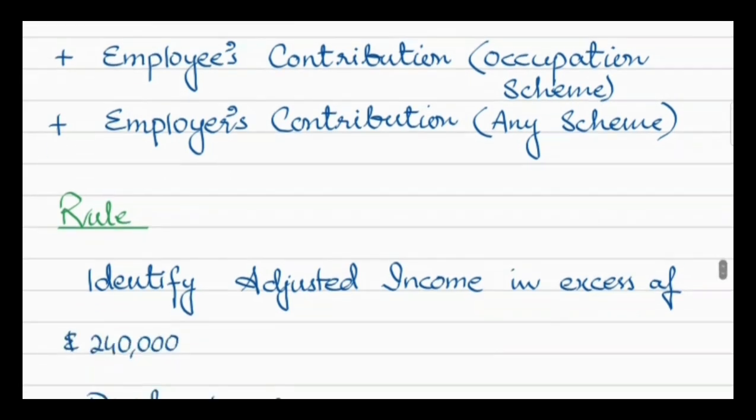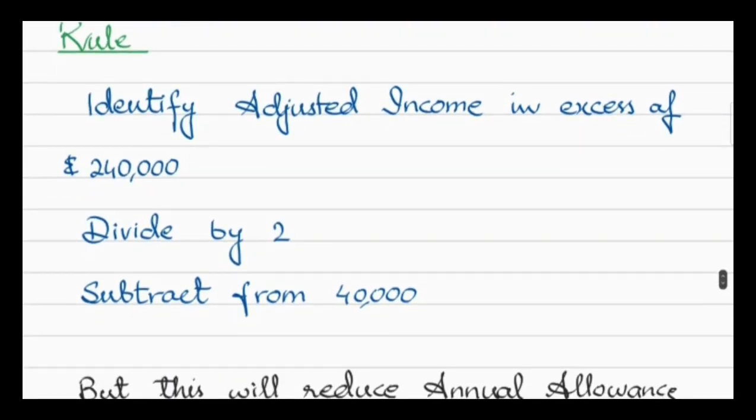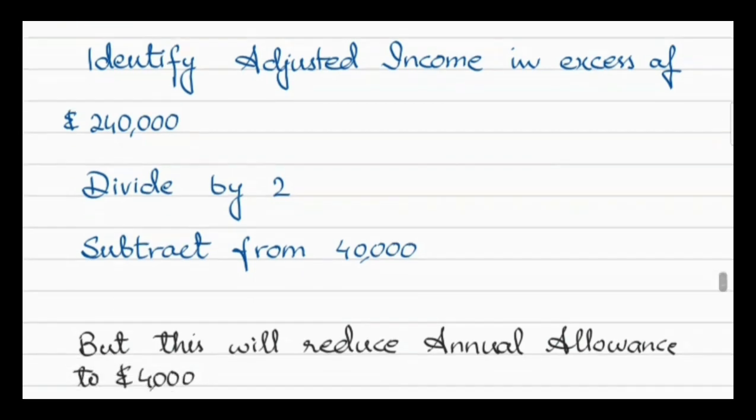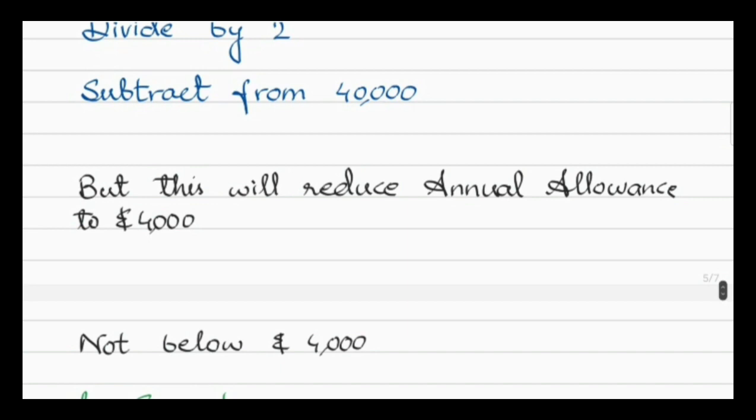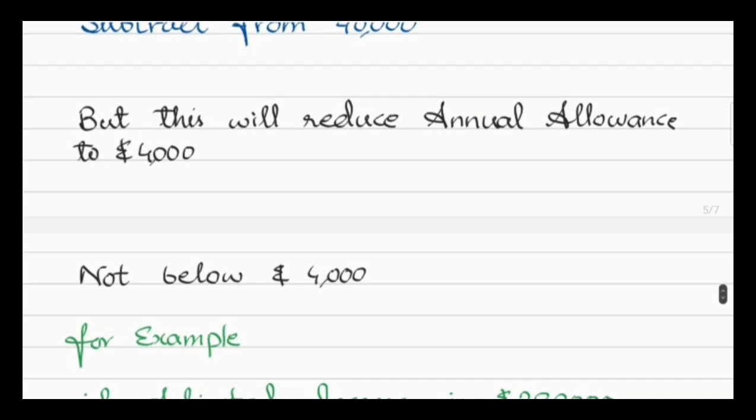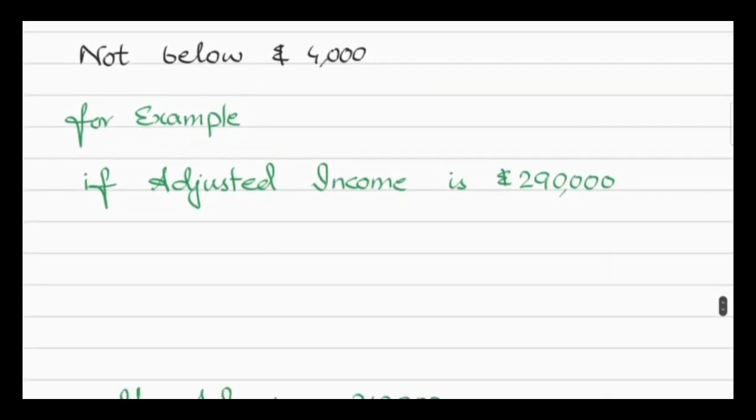How to calculate the restriction? First, you have to identify the adjusted income in excess of 2,40,000, divide it by 2 and subtract that amount from 40,000. But remember that this will reduce the annual allowance to a maximum of 4,000, not below 4,000.